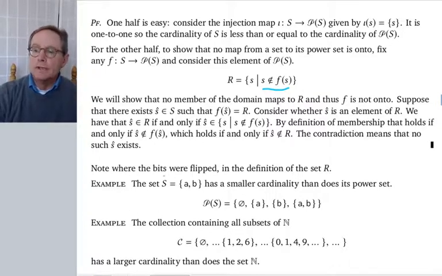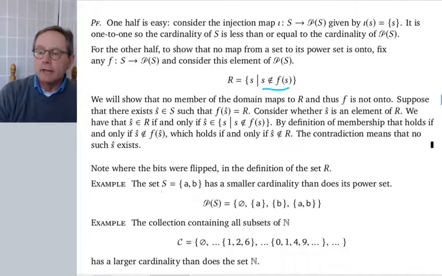So just to do an example, because again, some of these things have a way of seeming awful abstract. If I take the set S equals {a, b}, then that has a smaller cardinality than its power set. The power set consists of these four things. Size 2, size 4, smaller cardinality. Now that's not infinite, but nonetheless, 2, 4, smaller cardinality.